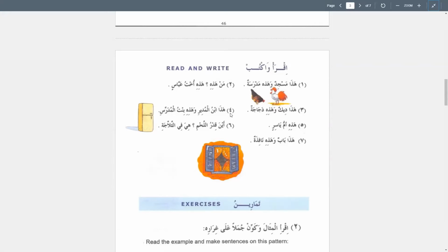Okay, Lara, number 4. Hada ibn al-mudir wa hadihi bint al-mudarrisa. Mudarrisi. Al-mudarrisa. This is the director's son and this is the teacher's daughter. Very good. Lydia, number 5.